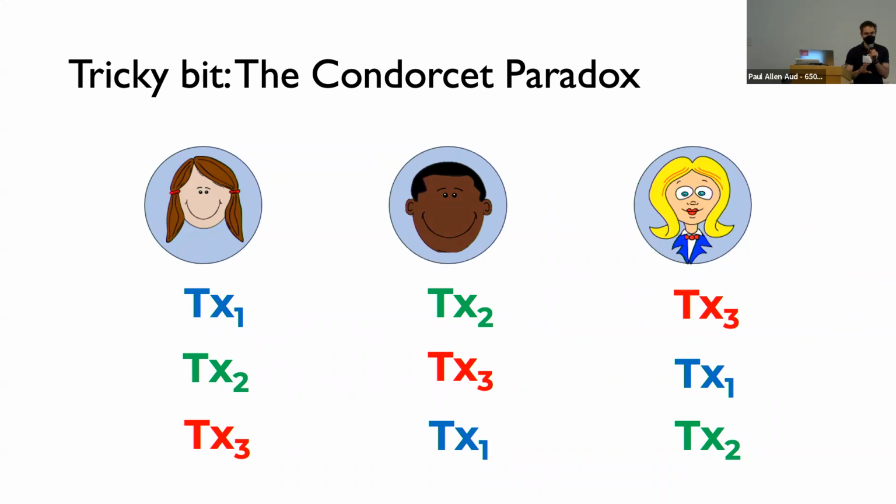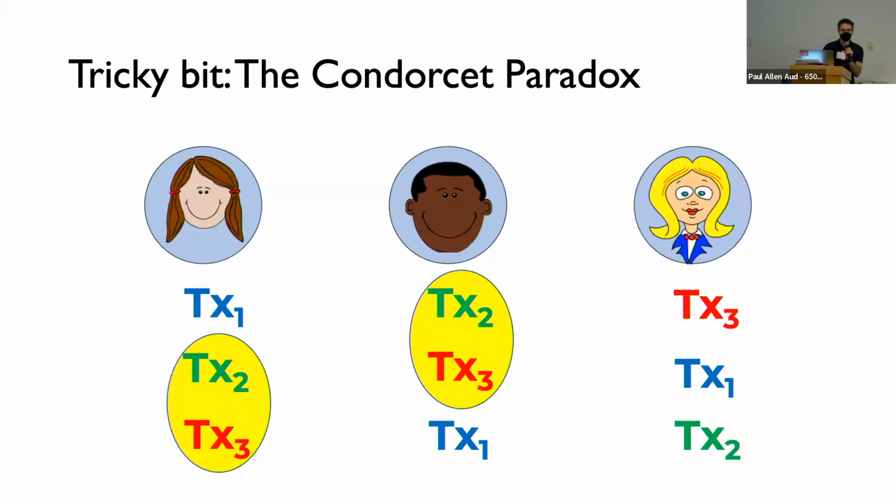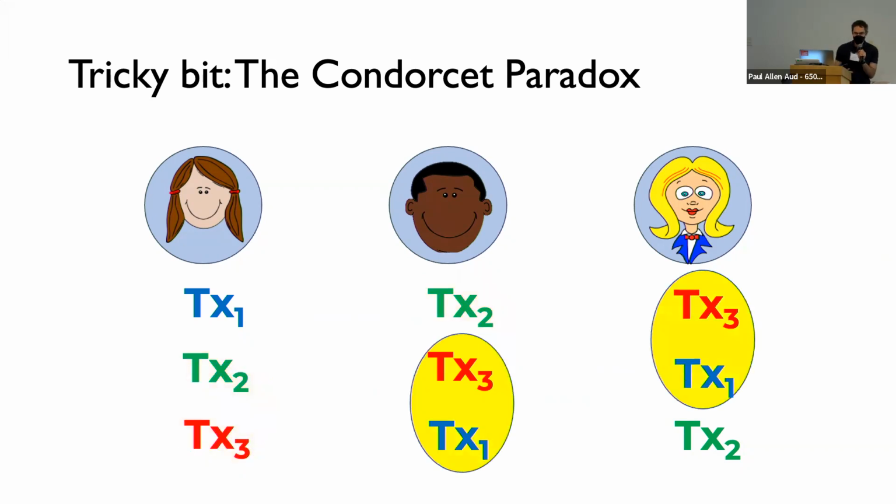Well, I said they're going to vote on how these things get ordered. Suppose they vote on how pairs of transactions get ordered. Well, Alice and Carol both believe that transaction 1 should come before transaction 2. That's what they saw. To put it another way, a majority of nodes saw 1 before 2. Okay, this is well and good. A majority of nodes also saw transaction 2 before transaction 3. Okay, well, that's good. But here's the kicker. A majority of nodes also saw transaction 3 before transaction 1.